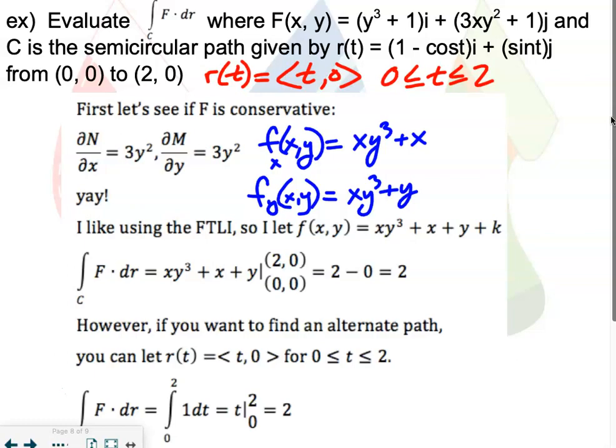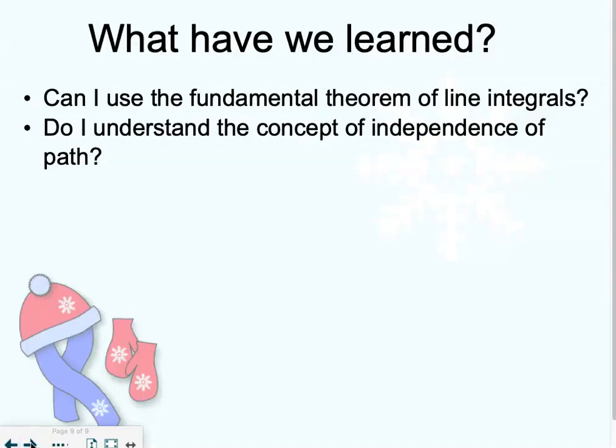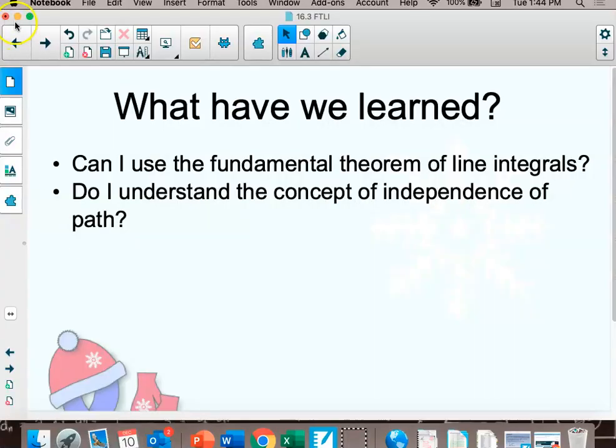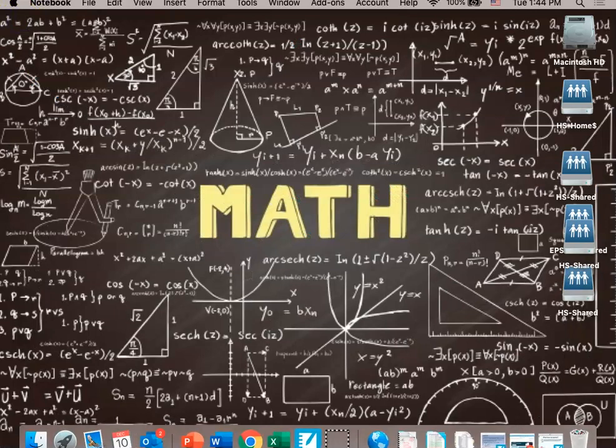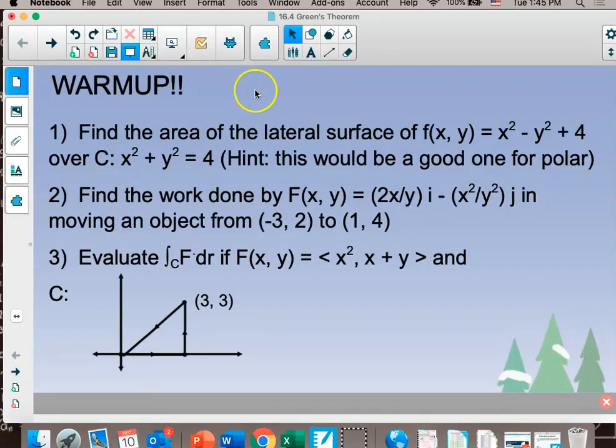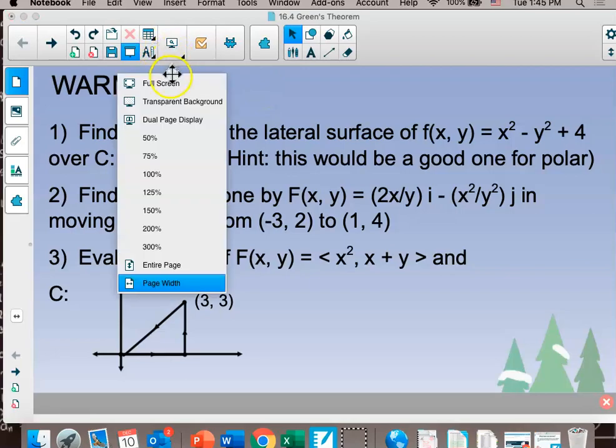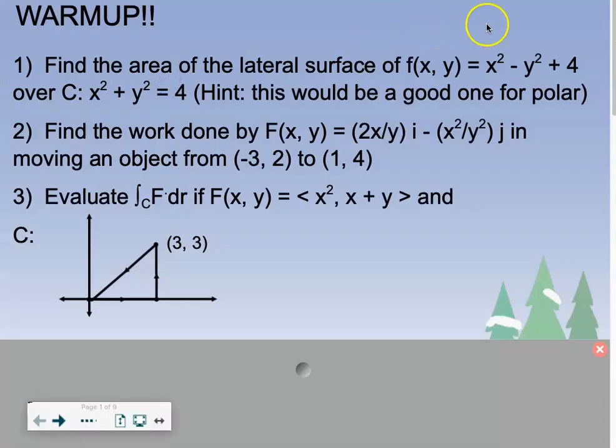All right. Okay, so that's it for this lesson. That was all we needed to do to finish off the fundamental theorem of line integrals. Now we're going to switch to Green's theorem. And I do have a warm-up. And I think I want us to take about 5 or 10 minutes and do the warm-up because it's a good review.